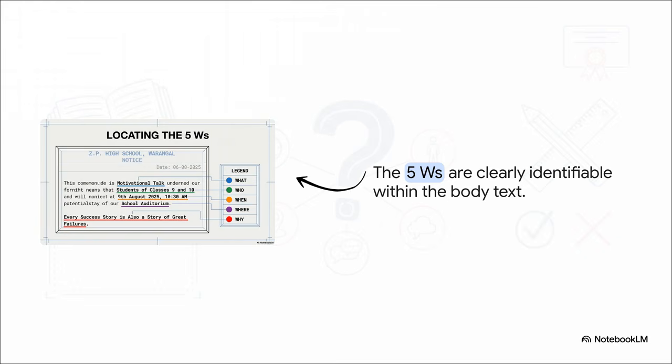Okay, now for the body. Let's find those 5 W's. What's happening? A motivational talk. Who's it for? Students of classes 9 and 10. When is it? 9th August 2025 at 10:30 a.m. Where is it? The school auditorium. And why? Because it's inspired by a lesson. See? Every single question is answered clear as day.